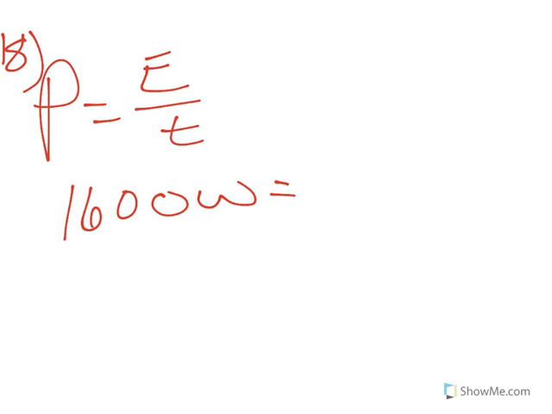Power is equal to energy over time. So we know it is 1,600 watts, and we know that it is using up some amount of energy. We're wanting to know how much it would be in 60 seconds. Okay, so we would do 60 times 1600, and we would get D. So 60 times 1600 would give us D.